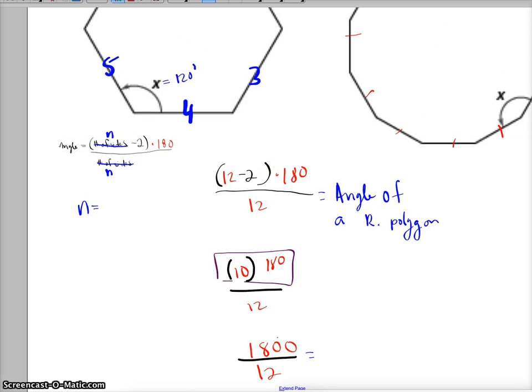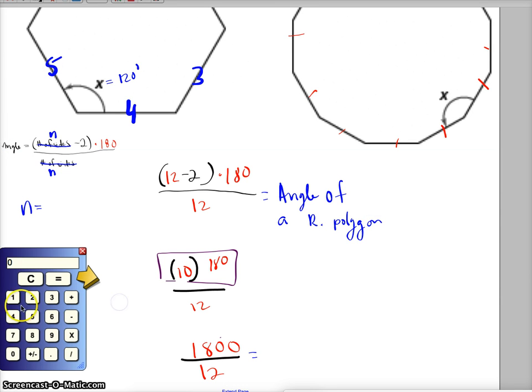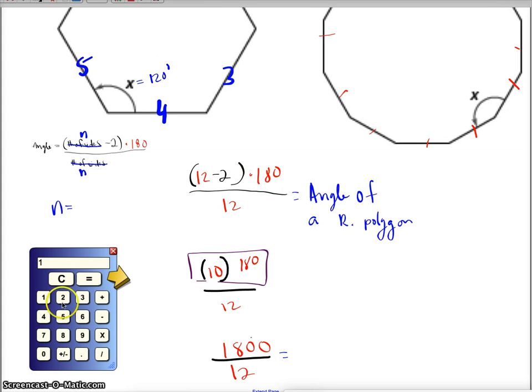We have some tools to help us out. I'm going to use a calculator, and things like this, that's okay. So I have 1,800 divided by 12 equals 150 degrees. Okay, so this is going to be 150 degrees, and that is our x value.